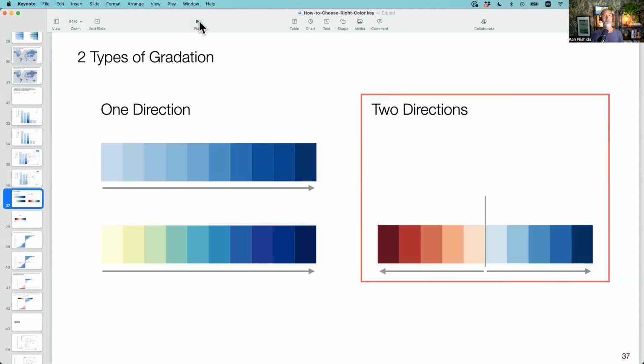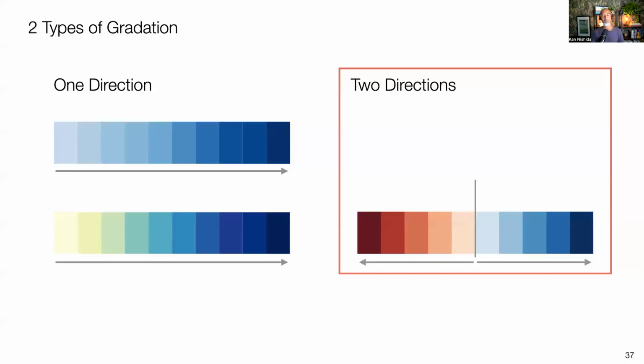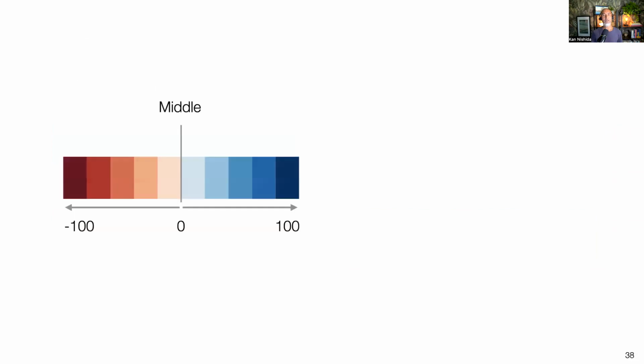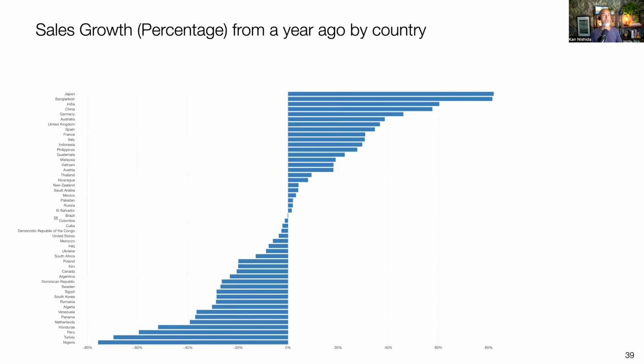Here we looked at 1 direction, but here is another one, with 2 directions. Okay, it's almost like starting from the middle or the center, and the color goes in 2 separate ways, or 2 opposite ways, right? So sometimes we have a chart like this. This is sales growth from a year ago by country.